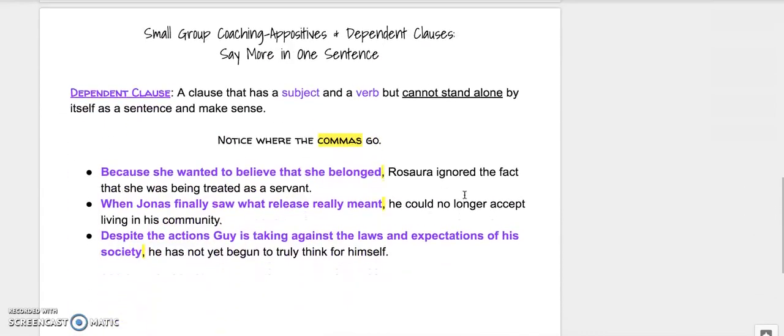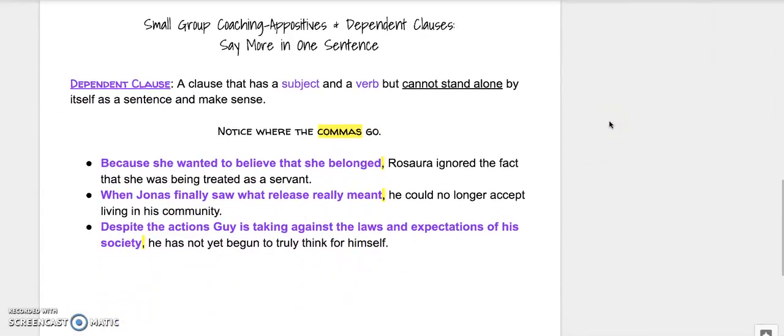So I'm going to come down here and show you what I'm talking about there. We talked about this, and I want to make sure that you understand what a dependent clause is, and that there is also such a thing as an independent clause. So a dependent clause is a clause that has a subject and a verb.